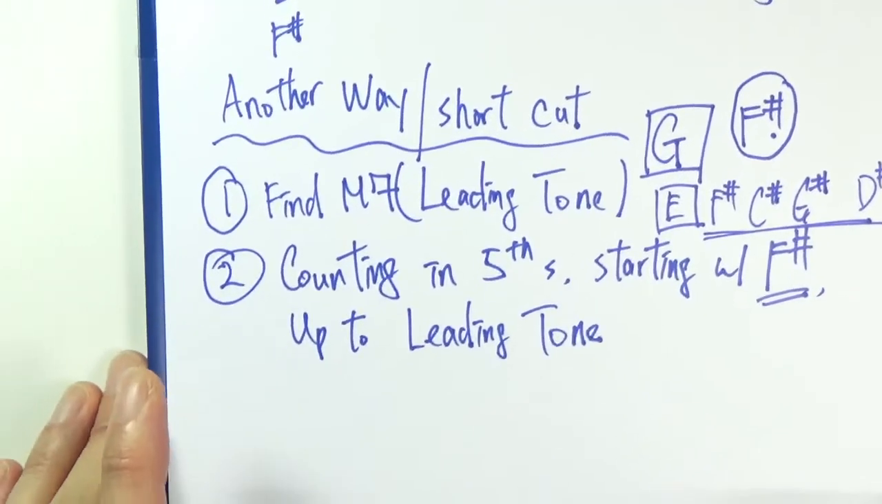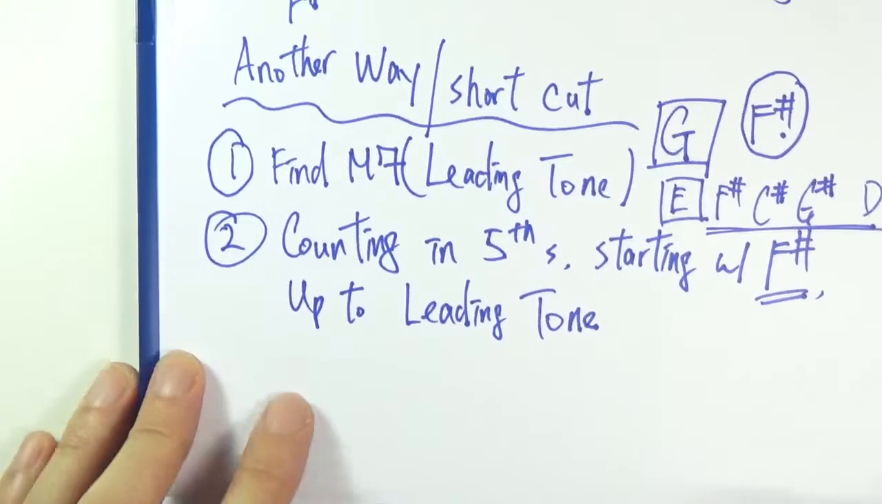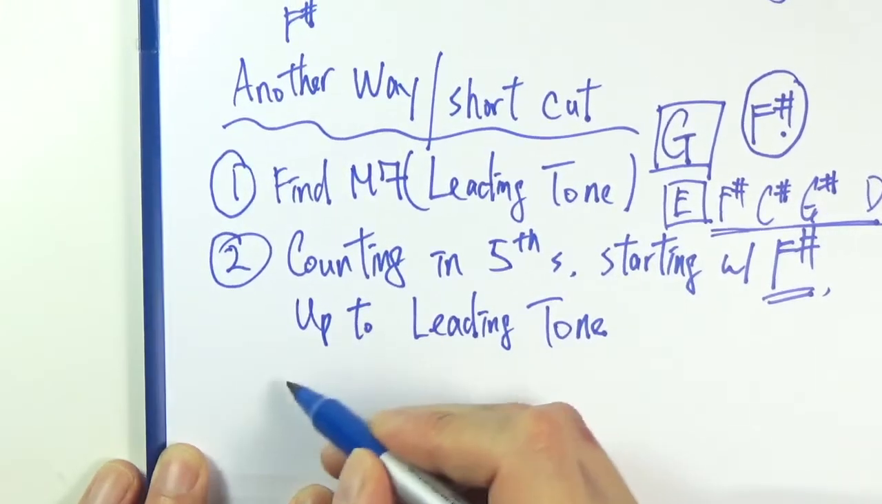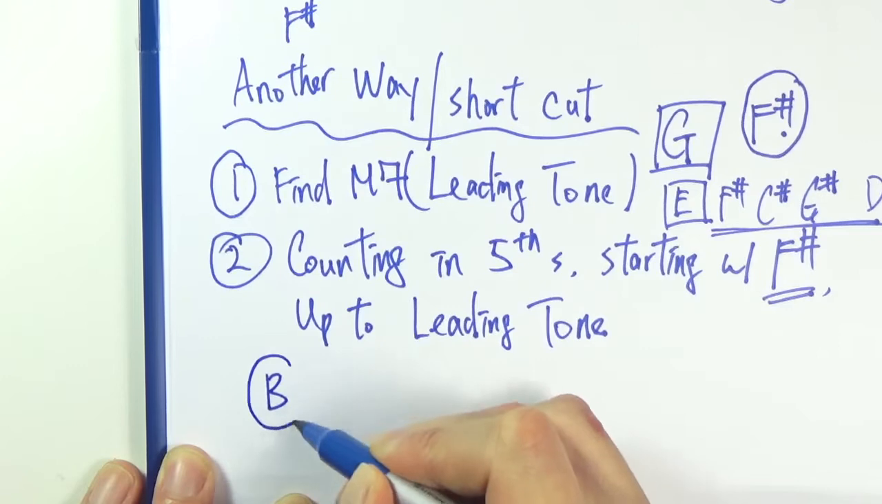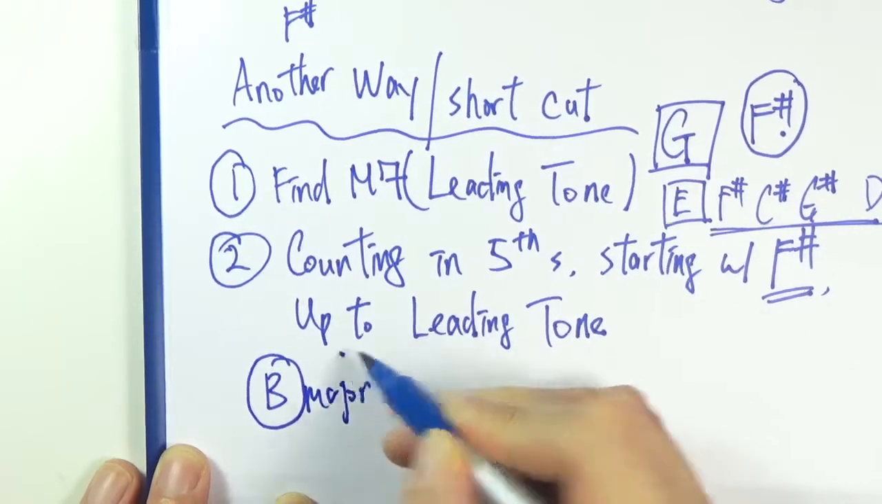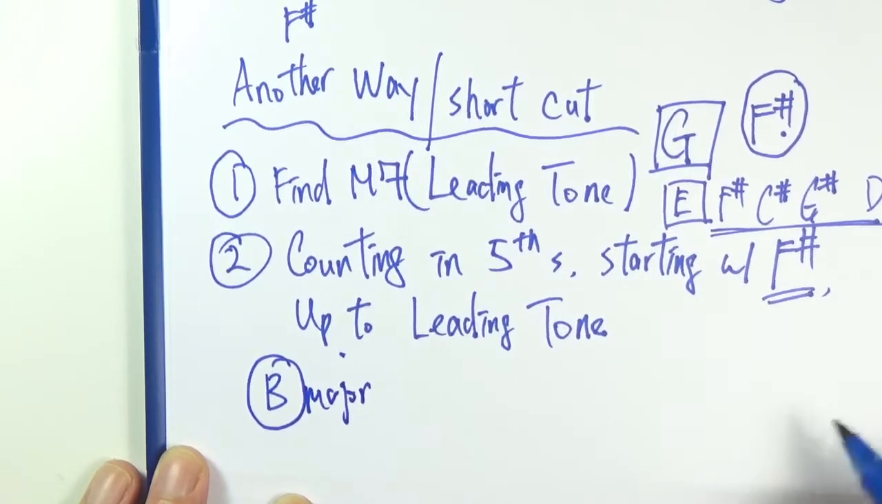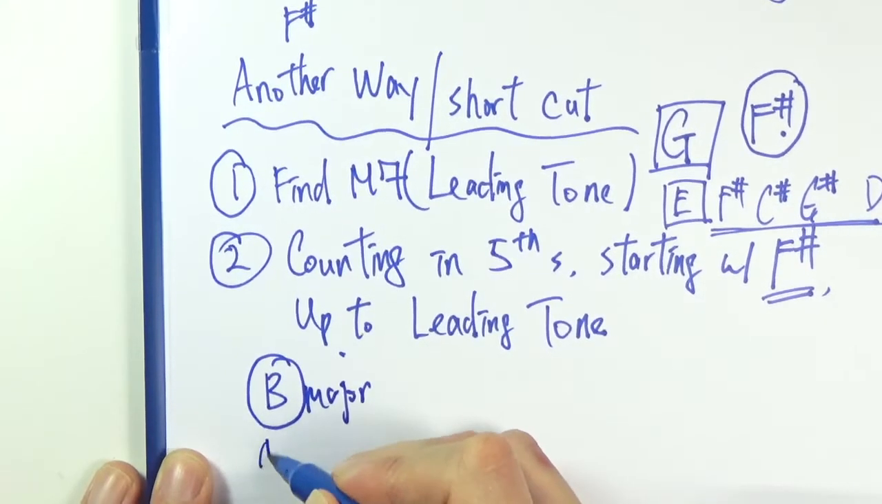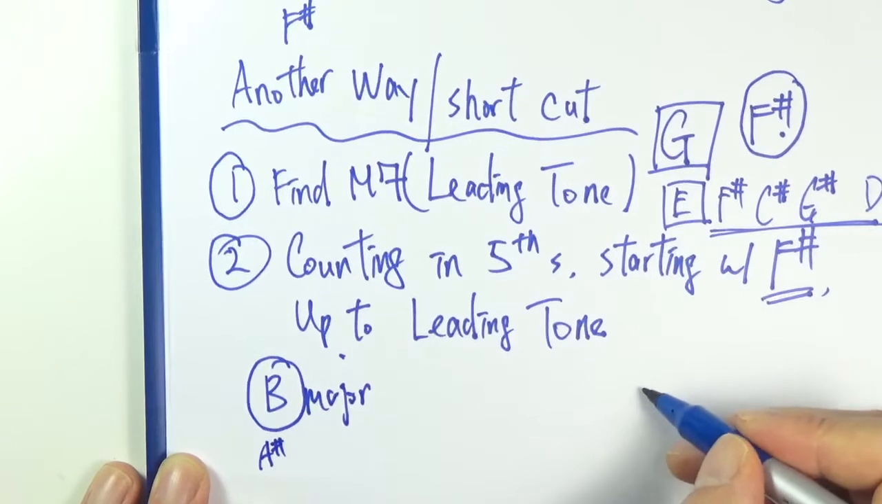Let's just do one more here, down here. Okay, let's do B major. So what's the leading tone of B major? So B, count backwards half a step, so that should be A sharp, right?